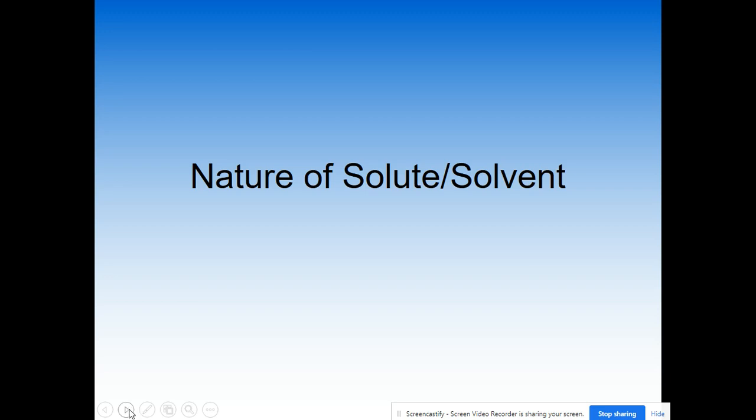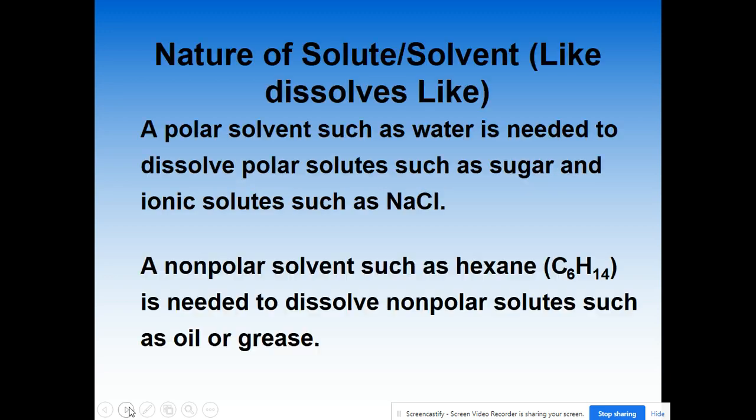So what you're dissolving is very important. There's a term in chemistry: like dissolves like. Something like water is going to dissolve things that are polar, like sugar, or ionic, like sodium chloride, very well. We say water is polar, so it's going to dissolve things that are also polar or ionic. So that's what it means by like dissolves like.